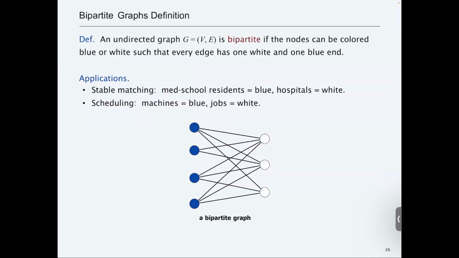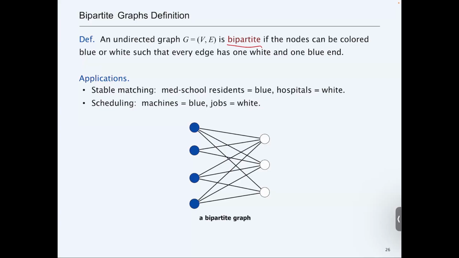An undirected graph, G, is called bipartite if the nodes can be divided into two groups. In this slide, they're colored blue and white, but it doesn't really matter what we color them, such that every edge connects a blue node to a white node. Another way to think about it is that no edge is allowed to connect two nodes of the same color.